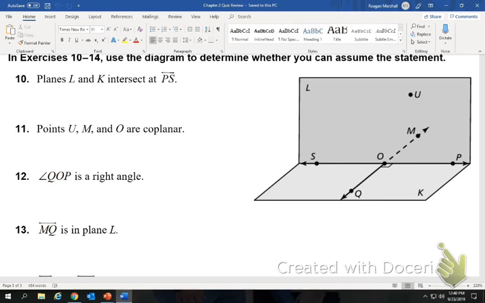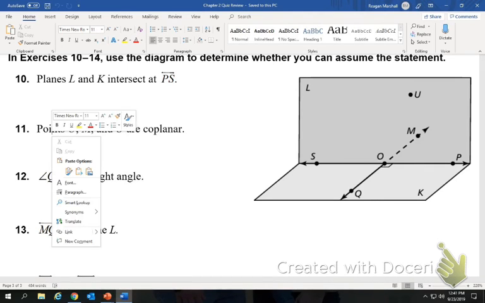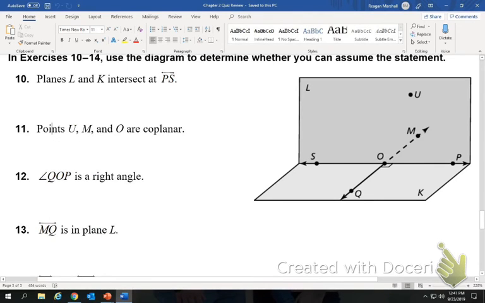Planes L, and so we're determining what we can assume from the picture. So what we can see in this picture: Planes L, which is this top portion, and K intersect at PS. So what do we think? Yeah, that one you could say is true, or can assume.